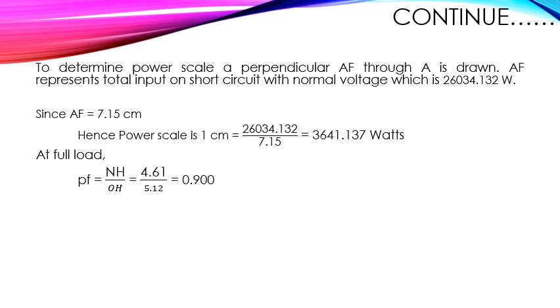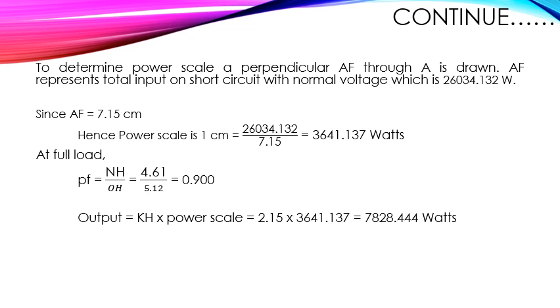At full load, we can calculate the power factor by taking the ratio of NH, that is the energy component of the current I1, divided by OH. OH is what? That is the line current I1 at an angle phi 1, right? So by taking the ratio of that, we get the power factor as 0.9.